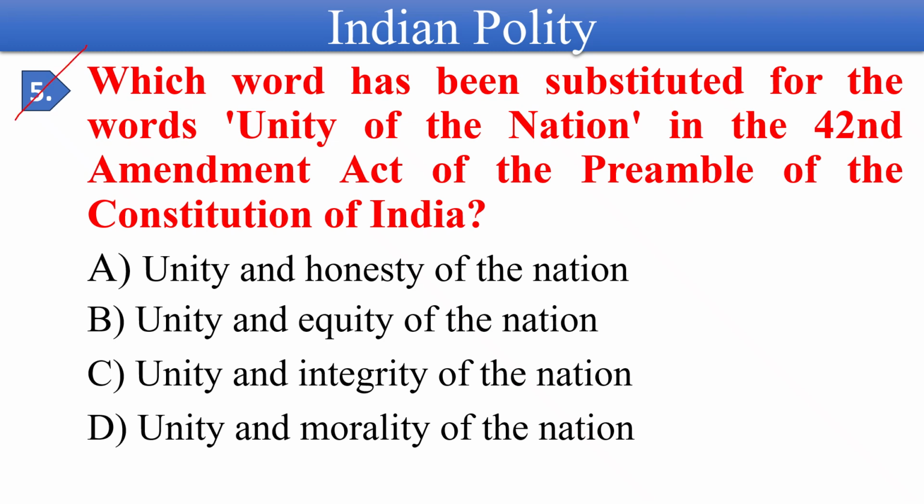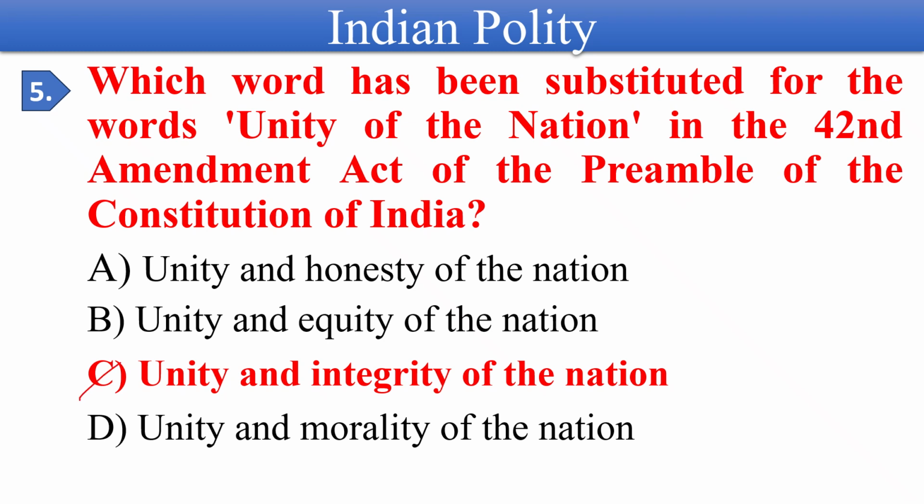Fifth question. Which word has been substituted for the words unity of the nation in the 42nd Amendment Act of the Preamble of the Constitution of India? Option A. Unity and honesty of the nation. Option B. Unity and equity of the nation. Option C. Unity and integrity of the nation. Option D. Unity and morality of the nation. Option C. Unity and integrity of the nation is the correct answer.